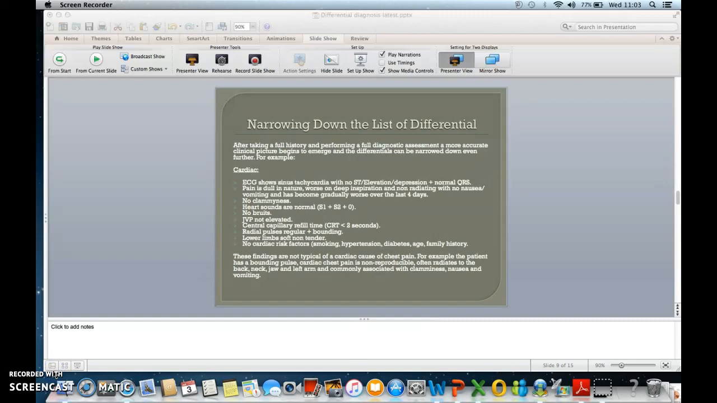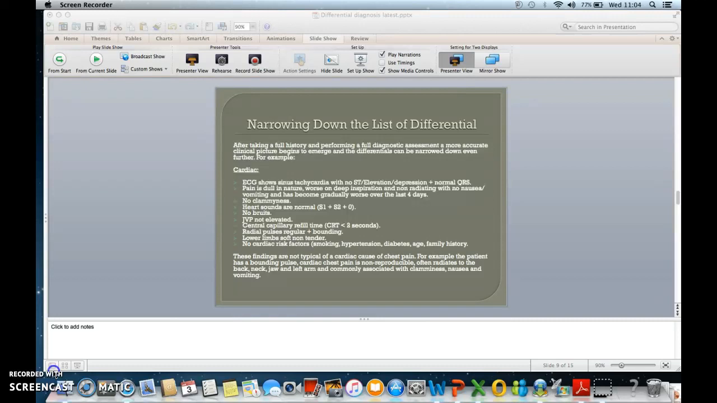So how do we begin to narrow down these potential problems of the patient's chest pain? After taking a full history and performing a full diagnostic assessment, a more accurate clinical picture begins to emerge and the differentials can be narrowed down even further.